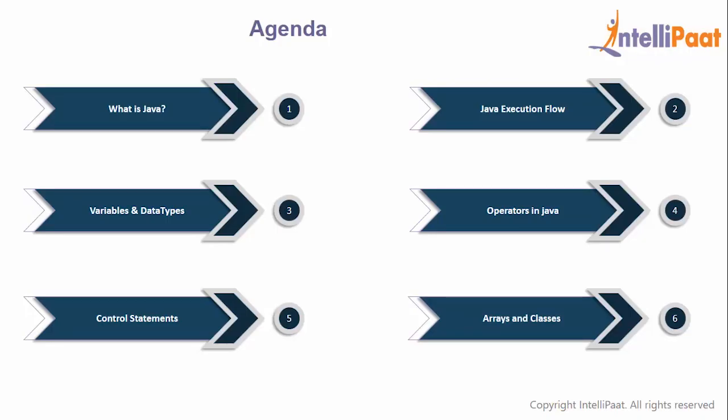We'll start off by understanding what is Java and look at its execution flow. Then we'll look at variables and data types and implement them in Java. Following which, we'll look at various types of operators in Java. Further, we'll understand the necessity of control statements. And finally, we'll go through the concept of arrays and classes.